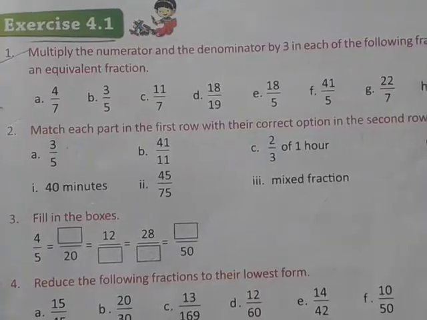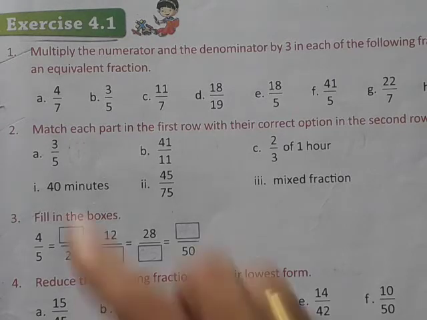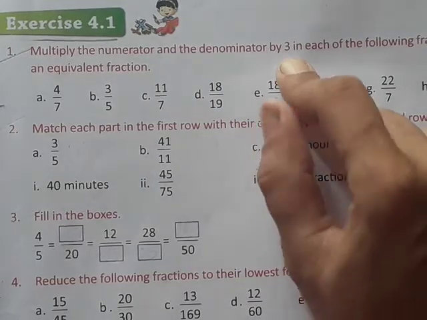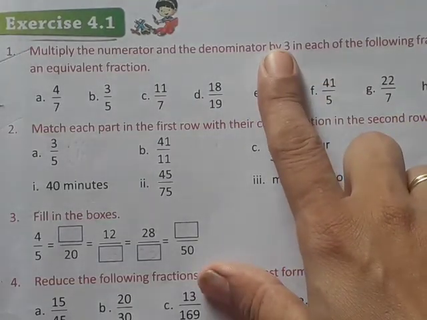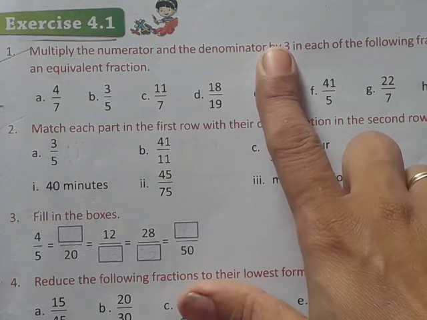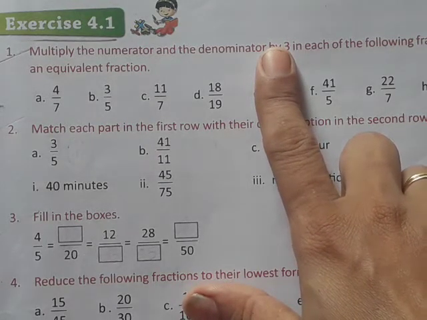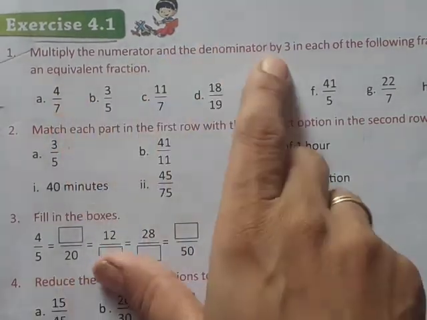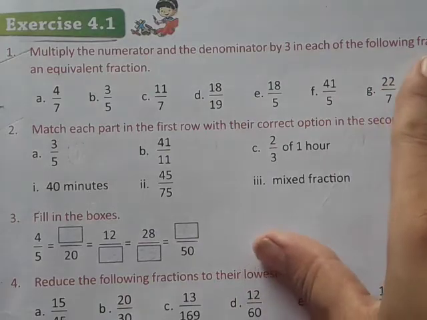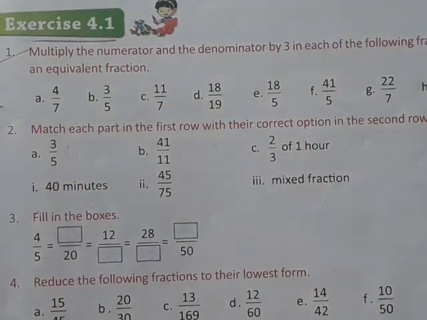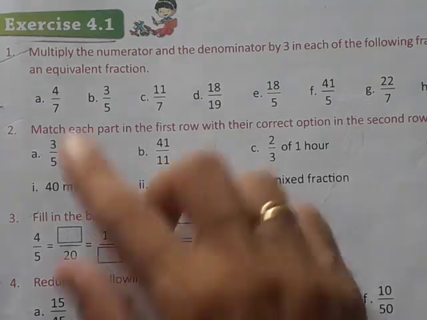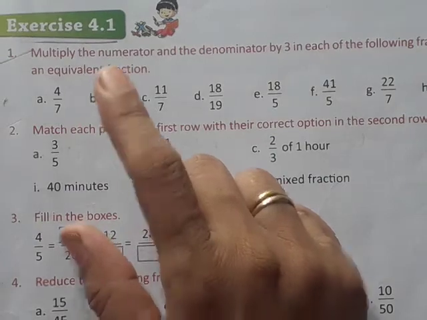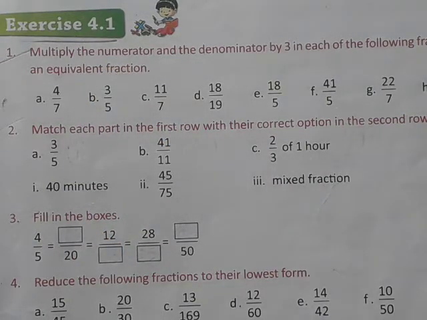Now we solve exercise 4.1. See, question number 1 is to multiply the numerator and denominator by 3. Okay, here the number is already given, so you don't need to find the equivalent fraction by multiplying by 2. So we directly multiply the numerator and denominator by 3 in each of the following fractions to get an equivalent fraction. So how to solve this question? You have to write this number in your notebook. You have to solve this exercise in your notebook.